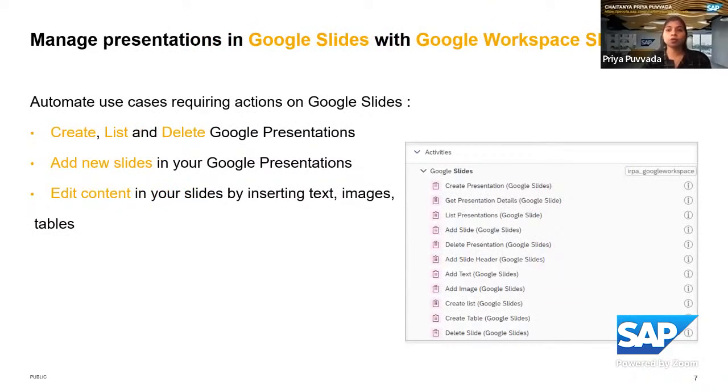And Google Slides. One of the most common things we generally like to automate is presentations. And how do you automate these presentations with Google Slides in the Workspace SDK? You have actions like creating a new presentation and adding a list to your presentations. You can add new slides and also edit the content in your slides by inserting text, images, a table, and also a list. You can even add slide headers as well.